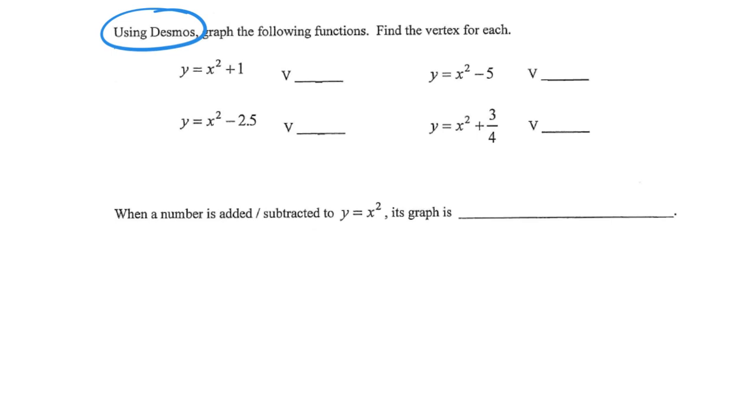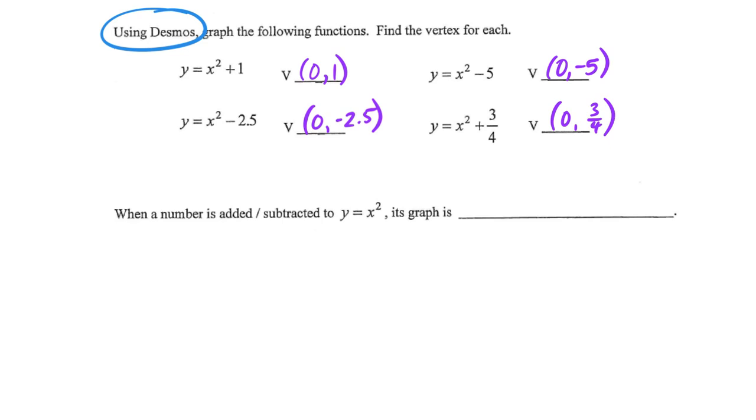Okay, we're back. So I'm hoping that you found that you had a vertex at (0, 1) for that first one, a vertex at (0, -5) for the next one. You then had a vertex that gave you a decimal, (0, -2.5). And then you had a vertex that gave you (0, 3/4). Decimals will show you that as 0.75.